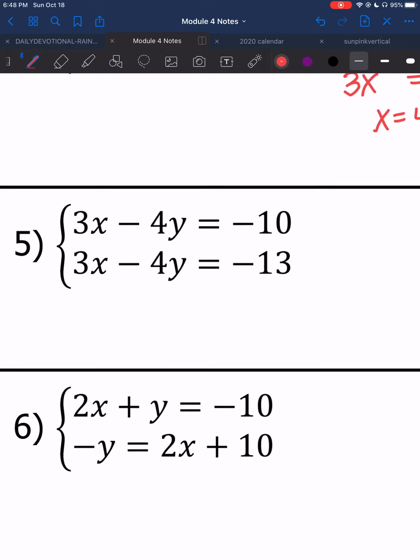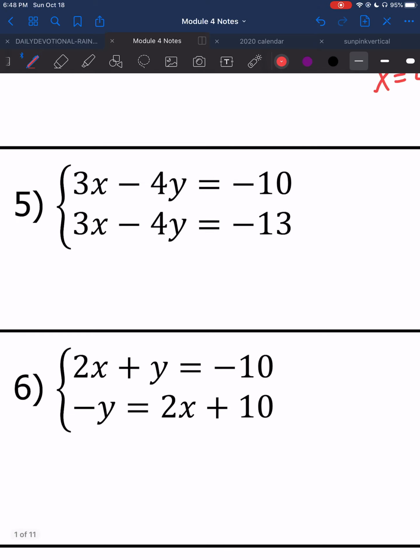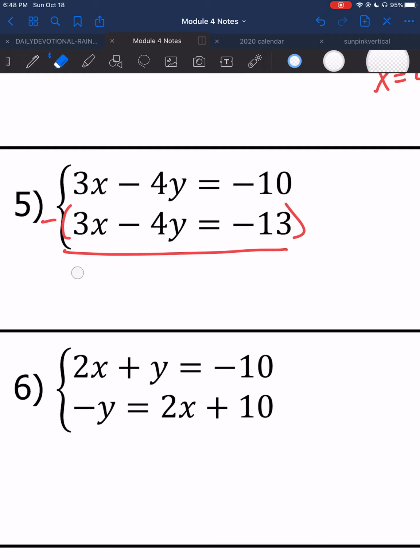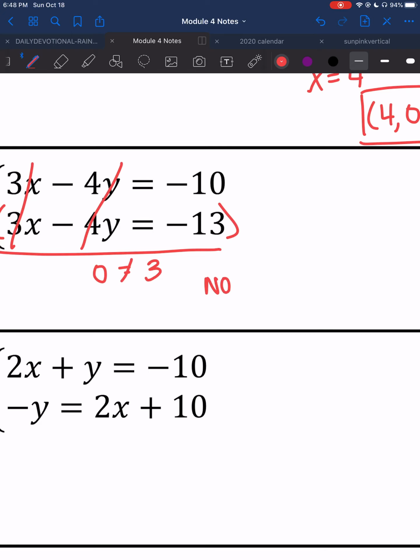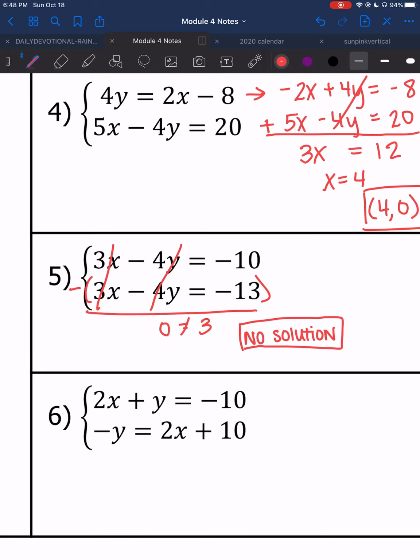Alright, and then these guys have the same sign, so I can subtract them. Well, look, hang on. All of my variables cancel, so those cancel and those cancel. I'm going to have 0 equals negative 10 minus negative 13, which is 3. 0 never equals 3, so I have no solution. I have no solution because if I wanted to graph these, they would be parallel lines.